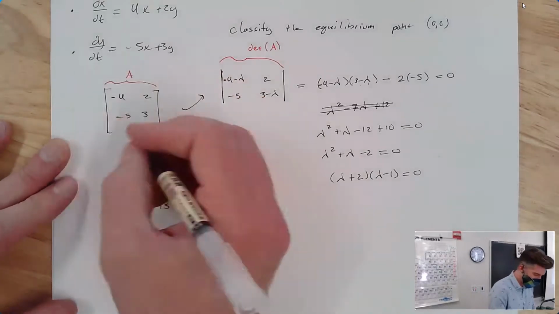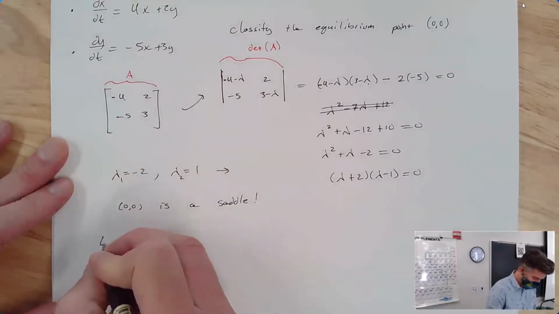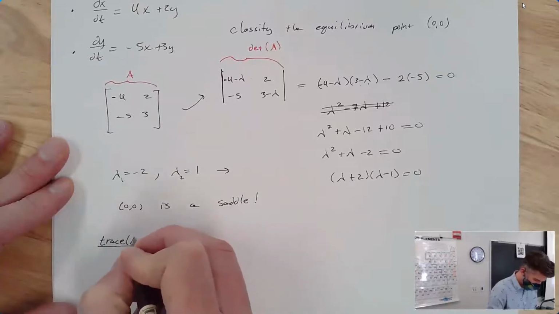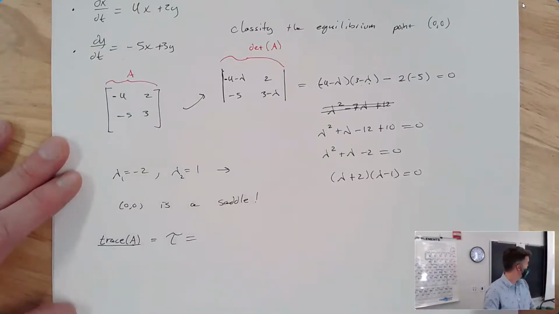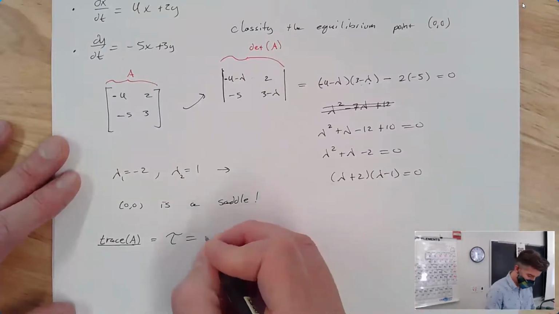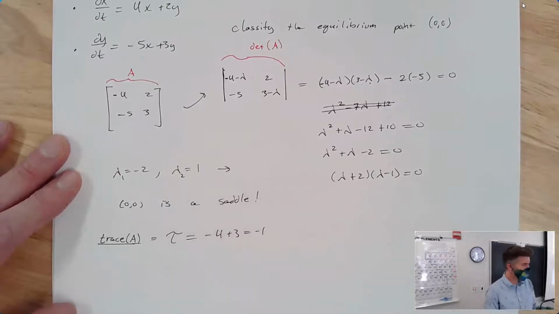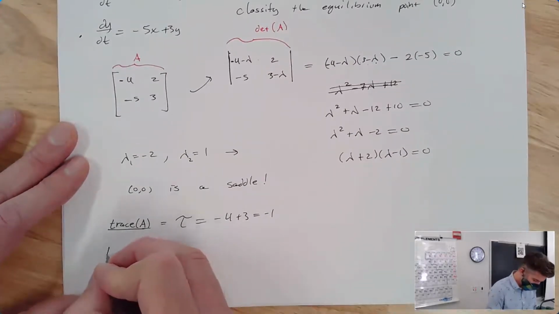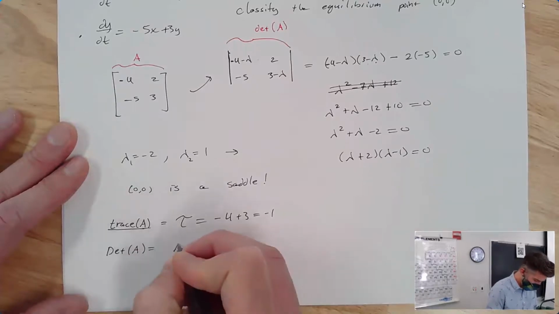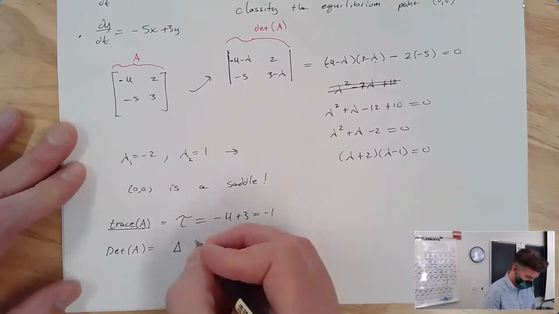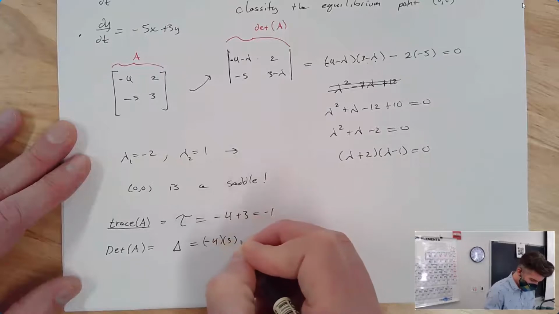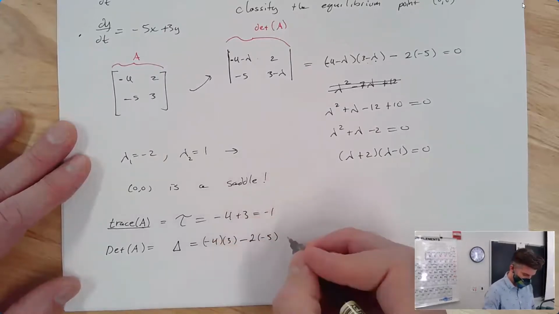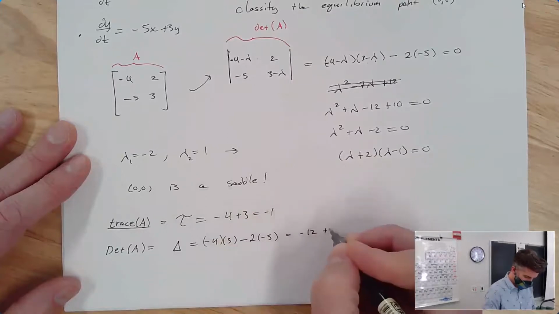So if we look back at this matrix, what is the trace of that matrix? Well, the trace is the sum of the diagonals, which is what? It is definitely -1, right? It's -4 plus 3, which is -1. And the determinant of the matrix, which we often use the symbol capital delta for, is what? Well, it's -4 times 3 minus 2 times -5, which is -12 plus 10, which is -2.